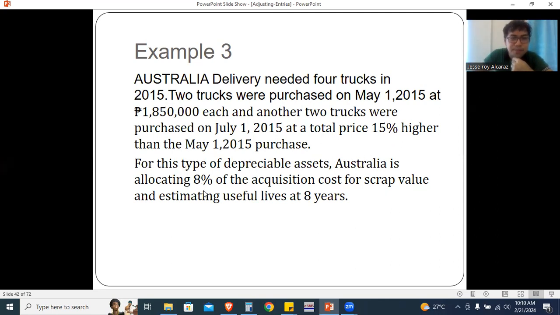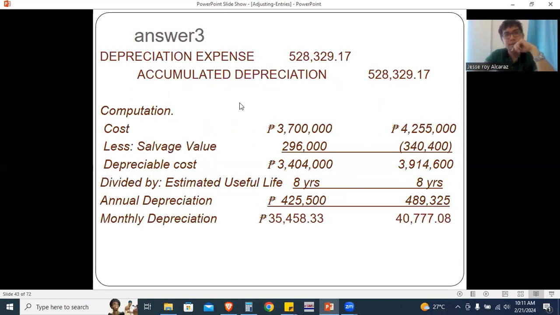And then salvage value is 8% of the acquisition cost, and the estimated useful life is 8 years. If you notice, the salvage value is in percentage, a percentage of the acquisition cost. So dili siya figures. Nevertheless, it's still the same, no? So the entry to record the depreciation expense is debit depreciation expense, credit accumulated depreciation, 528,329. So, yun sana siya pagkuha.